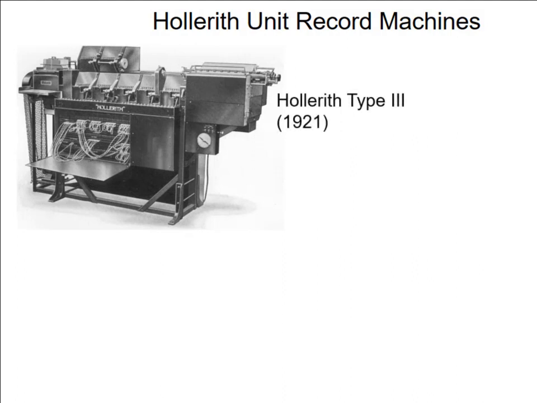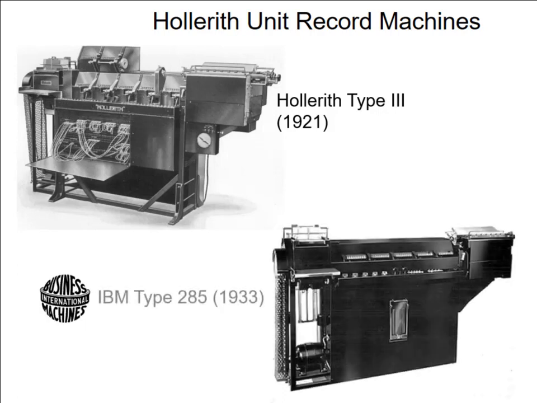So Hollerith started selling his machines to businesses. This is the Hollerith Type 3 in 1921. And then there's the Hollerith name. And then you can see there's a very similar machine, but now this is an IBM Type 285 in 1933. The Hollerith company changed its name to IBM in 1923.